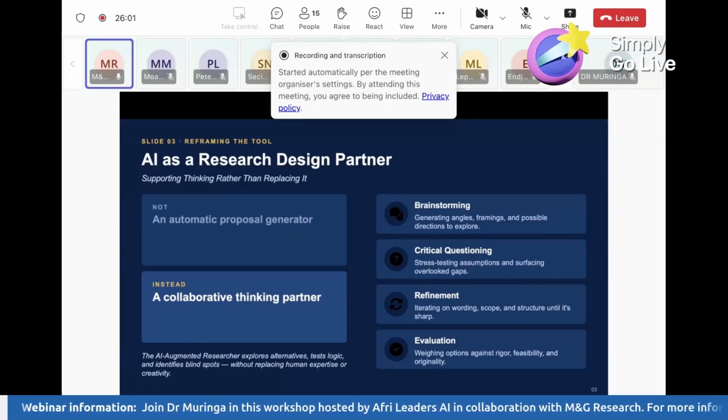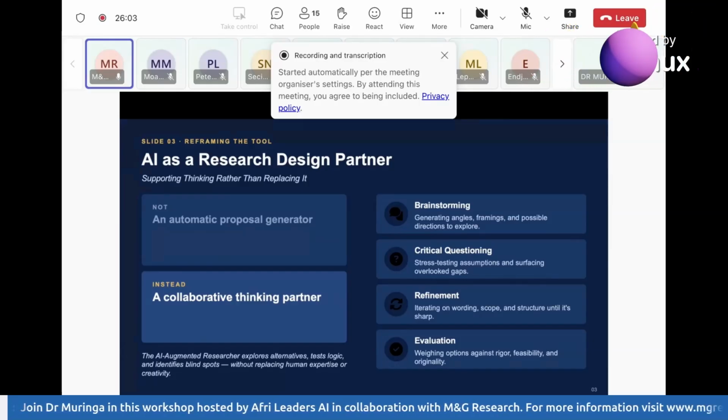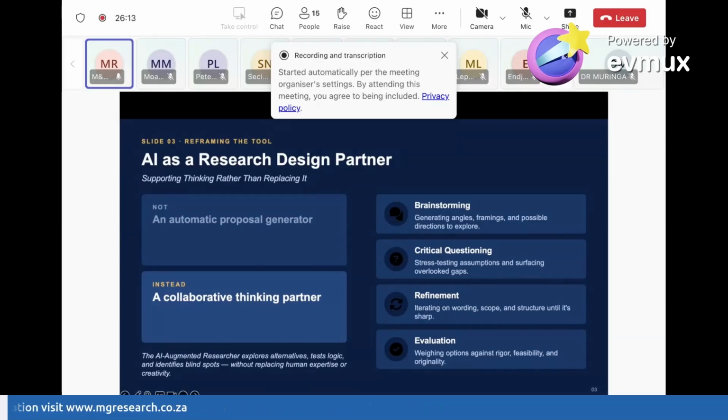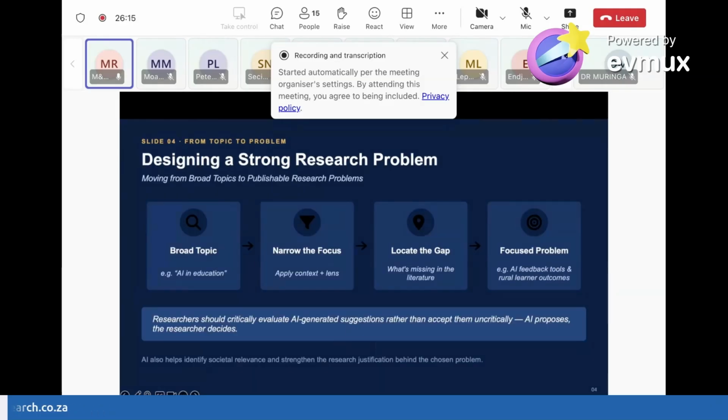You need to refine or iterate in wording, the scope, and structure until it's sharp. And also you need to evaluate where you weigh options against rigor, feasibility, and originality. So these are some of the things that you need to use from AI to enhance as a critical collaborator in the process of developing your proposal, right?